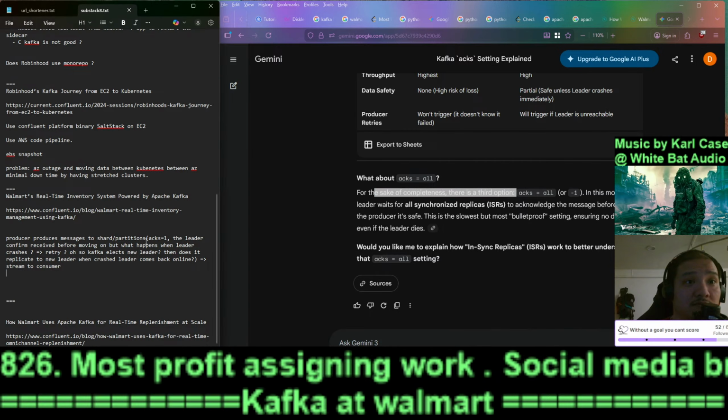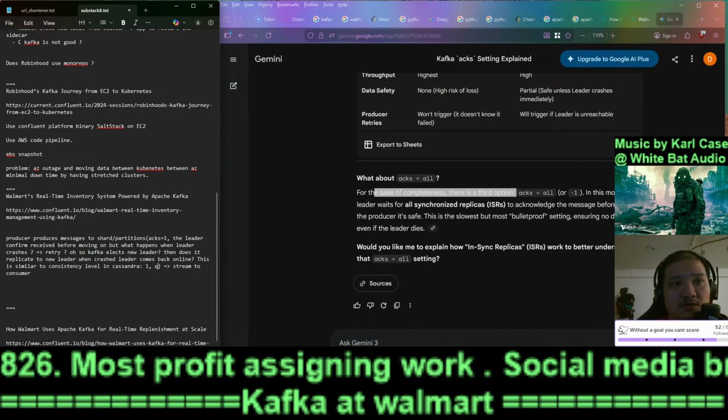Okay, so this is similar to consistency level in Cassandra. We have 1. You have quorum. Right? Do you like me to explain? Yes, let's do that.